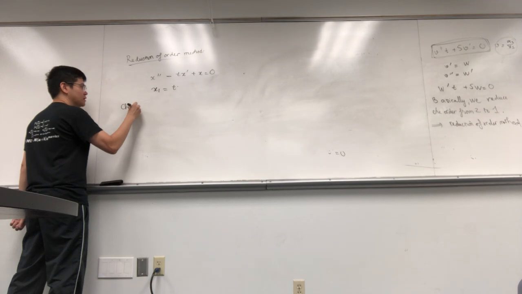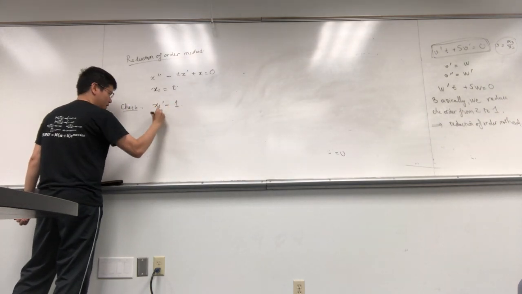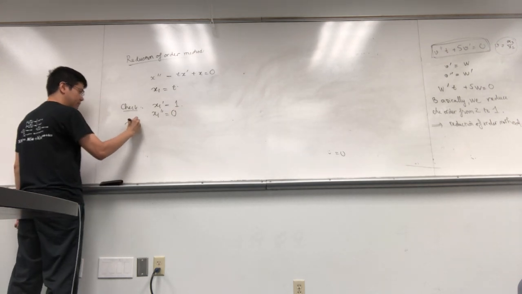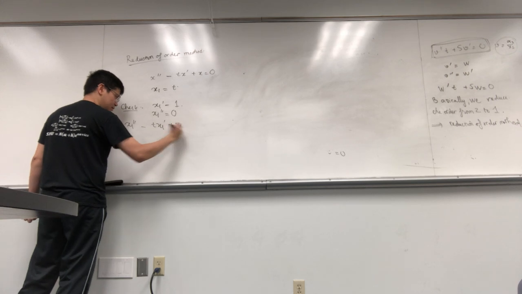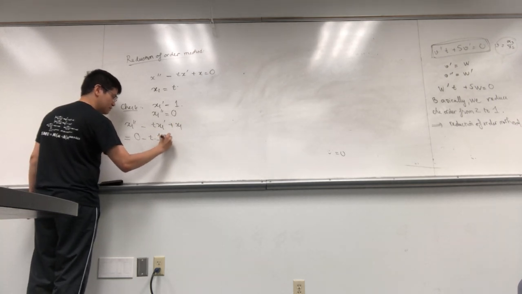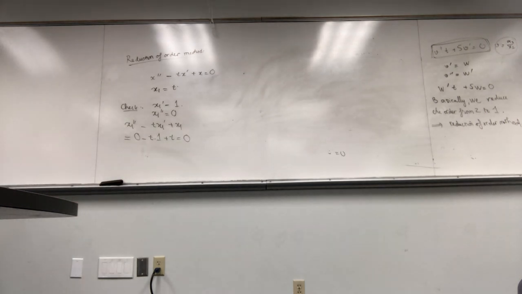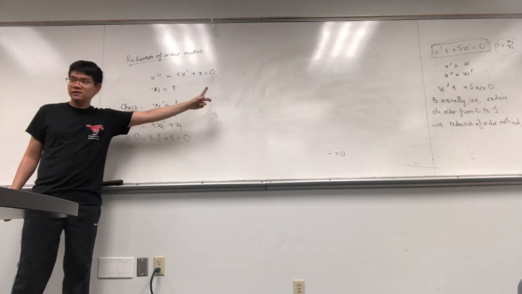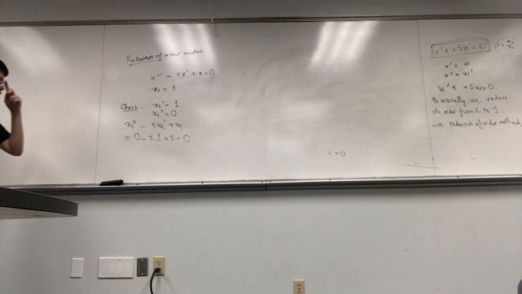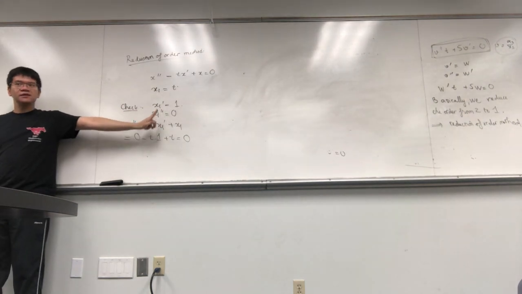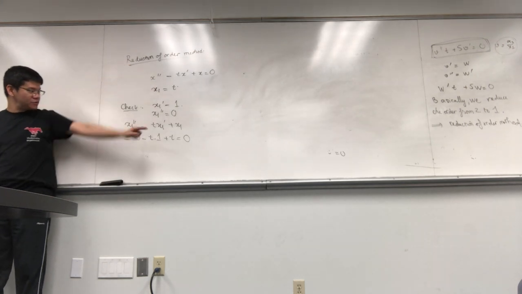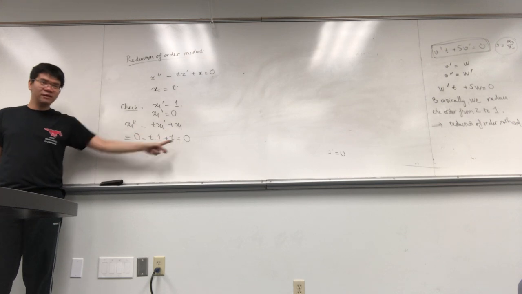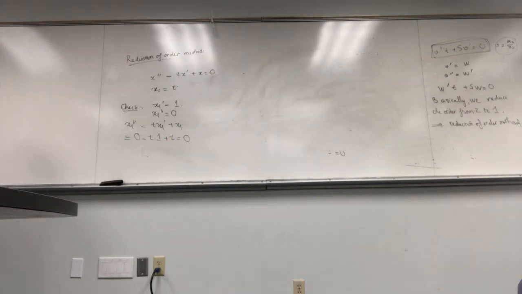So we check. x1 prime will be 1, x1 second will be 0. So x1 second minus t x1 prime plus x1 is 0 minus t times 1 plus t, and this is 0. I claim that x1 equal to t is one solution of this equation. I plug everything back into the equation, and this is equal to 0.